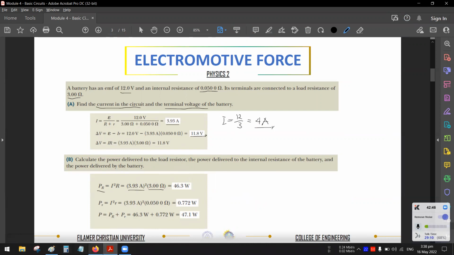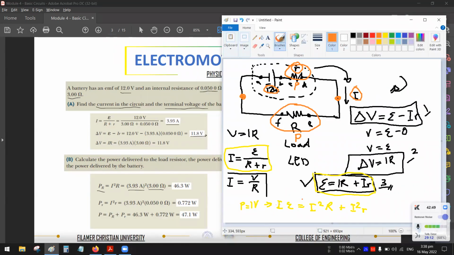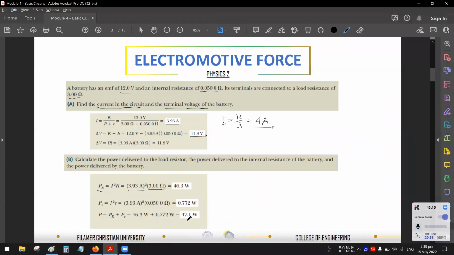So you just use this equation. This is the only equation that we used. So this is your total power given by the battery. That is I squared times the load resistor plus I squared times the internal resistor, or that is 47.1 watts. Okay, so are we clear?